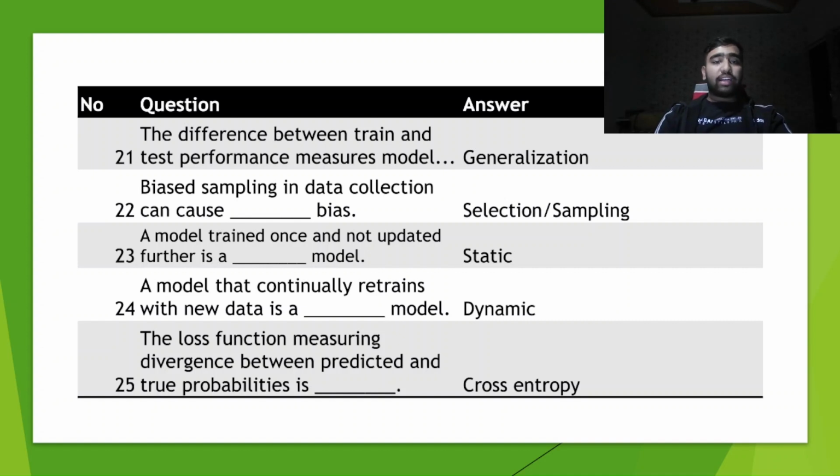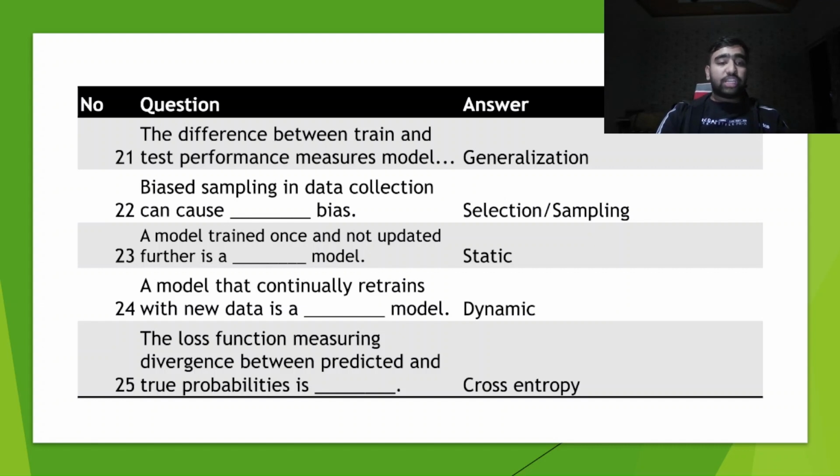Biased sampling in data collection can cause selection or sampling bias. Selection or sampling bias takes place when we prefer to take only a particular group of data into our sample from the population while we do not take other kinds of data, hence there is less variation and selection or sampling bias comes in. A model trained once and not updated further is a static model, while opposite to that, a model that continuously retrains on new data is a dynamic model.